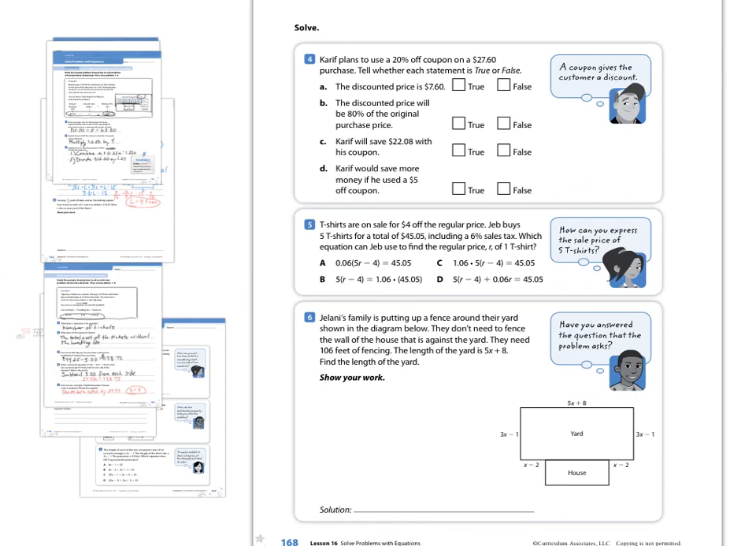Once again, number five is all about writing an equation to represent the cost of those t-shirts. And then number six, it's talking perimeter around the yard. And the length of the yard, you'll need to write an expression. They need 106 feet of fencing. So again, that's a perimeter type question. Use that to help you out.